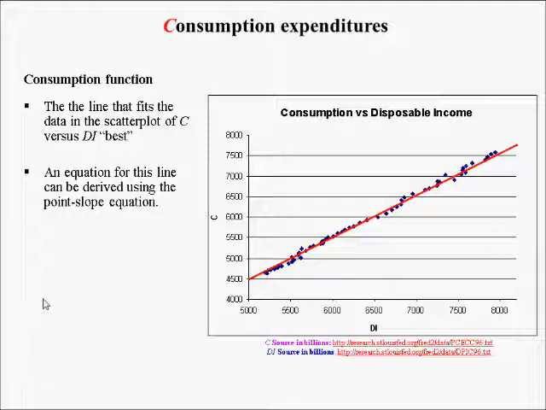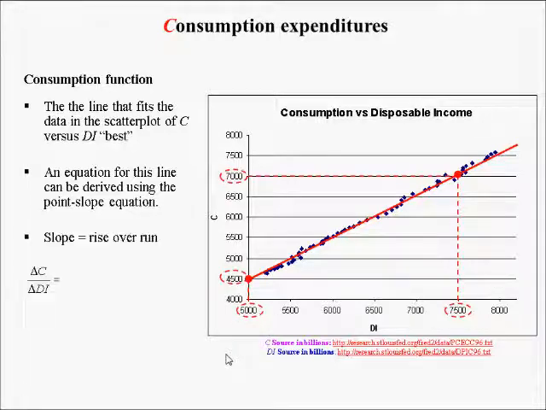An equation for this line can be derived using the point-slope equation, just like we did in Lecture 1 with demand and supply. Now, I'm not using the blue points; I'm using red points that are on the red line. I want to pick two points on the red line that are far apart, and I also pick points that are convenient. For example, when disposable income is $7,500, consumption looks like it's $7,000. I picked 5,000 and 4,500. Those are really convenient, nice numbers.